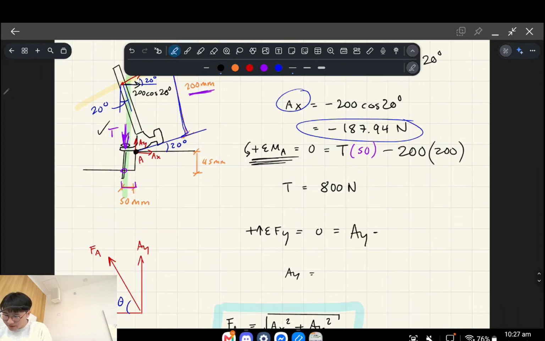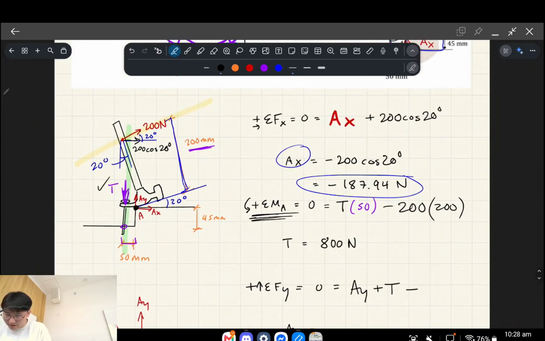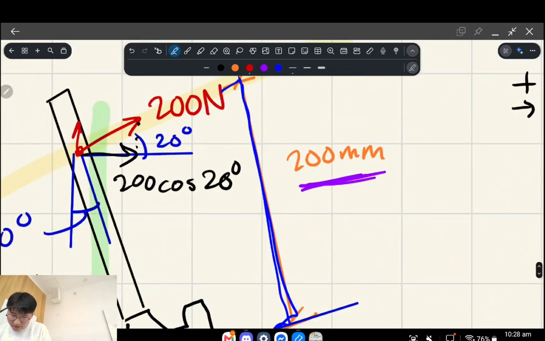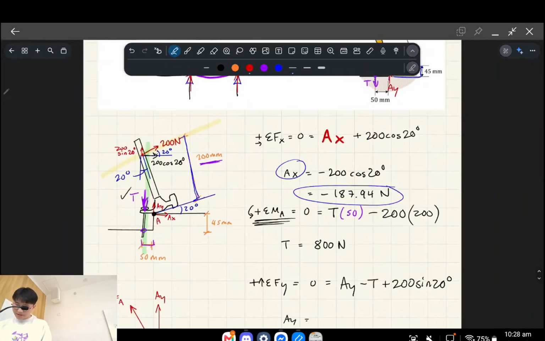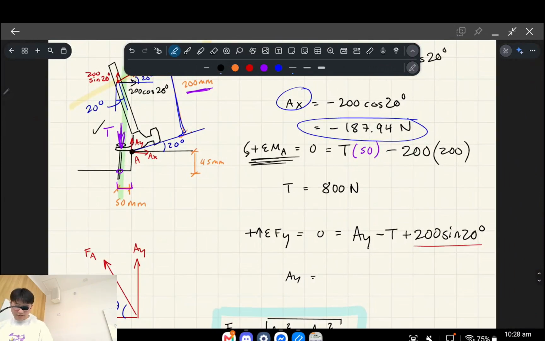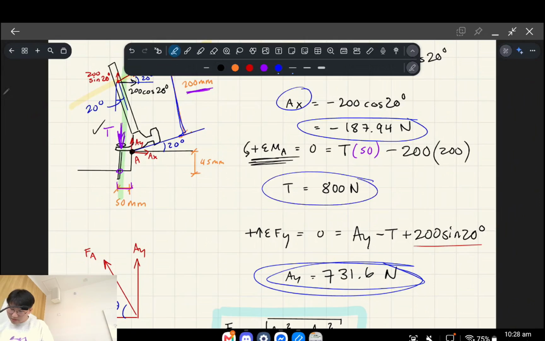We've got AY plus TY minus T, because T was pointing down, plus 200 sine 20. Right, so that's the vertical component of the 200 Newton force, is that one. Okay? And that gives us, once we solve for it, AY is equal to 731.6 newtons. All right, so now we've got all three supports solved, okay?